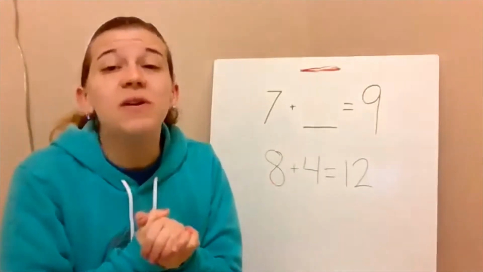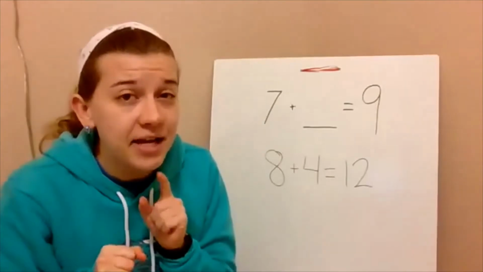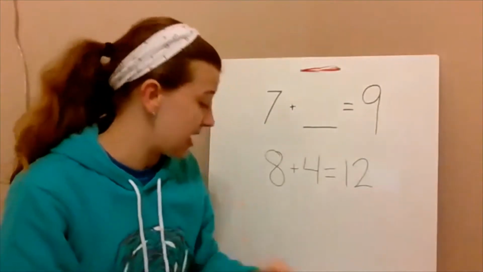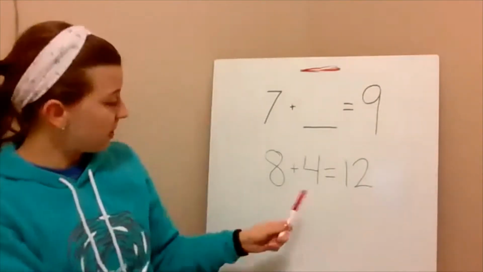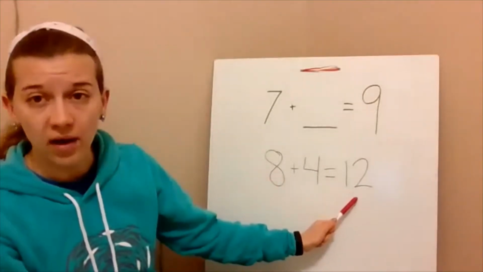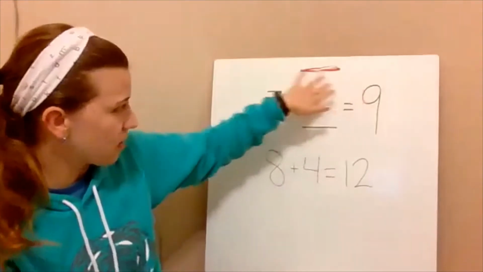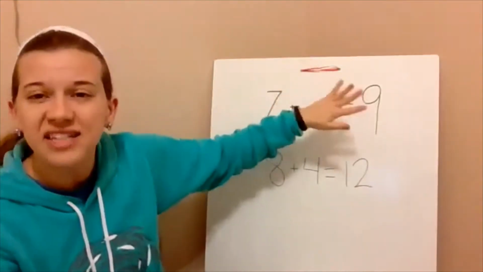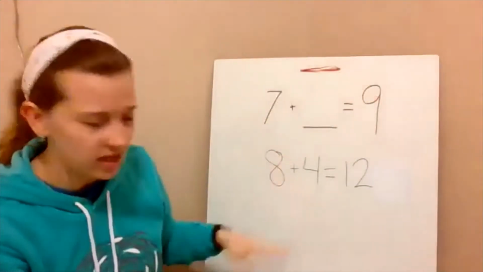Now, today we're going to be finding missing addends. So let's review what an addend is. Now, if you look up here, 8 plus 4 equals 12, okay? Look at this one. Don't worry about this yet. This is part of our detective work, but we can't get to that until we do this.